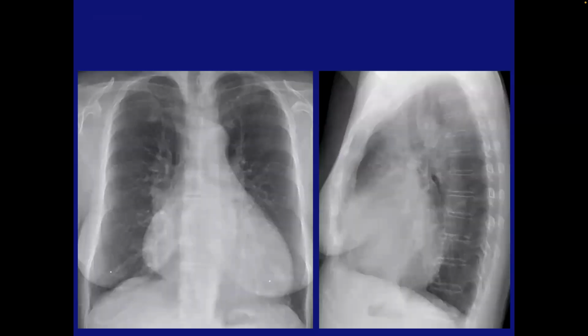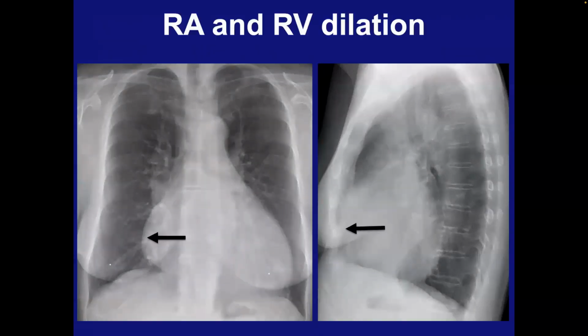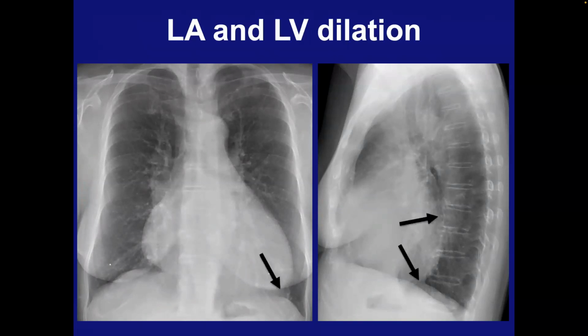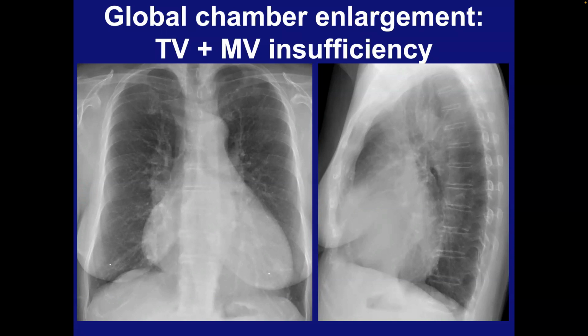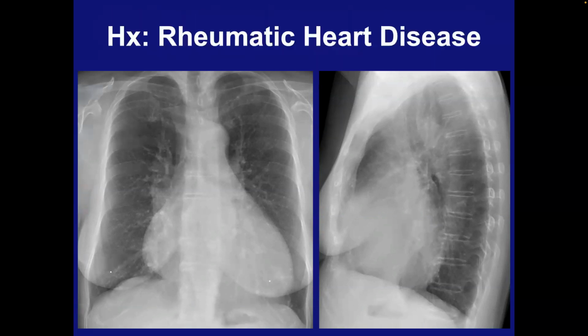So here is somebody who's got a very big cardiac silhouette. The right atrium and the right ventricle look dilated on both the frontal and the lateral films, but the left atrium and the left ventricle also look dilated on the frontal and the lateral films. This is somebody who has both tricuspid and mitral insufficiency, so insufficiency of both AV valves, leading to dilation of all 4 chambers.